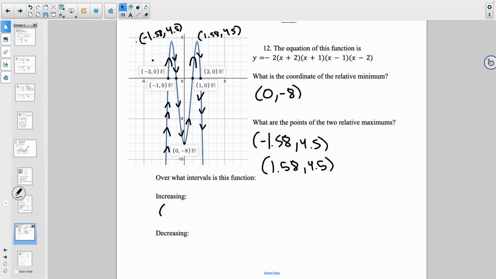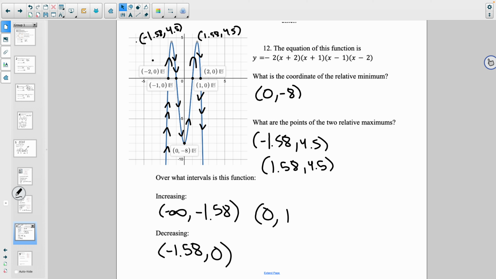This first one, we're going to start at negative infinity. So we're going up here, and then once we get to this point, negative 1.58, comma 4.5, that's where we're going to stop increasing. So I'm just going to put that x-coordinate, this negative 1.58. Now this next interval, we know it's decreasing, and it starts at negative 1.58, and it stops decreasing at this relative minimum, 0, negative 8. So I'm going to put a 0. Now we have one other increasing interval. After 0, we start increasing again, and we go until positive 1.58. And lastly, once we get to positive 1.58, we start decreasing again all the way down to infinity. So from 1.58 to infinity, we will be decreasing.